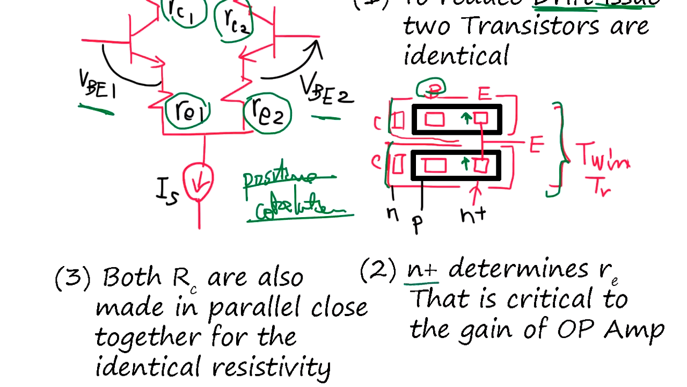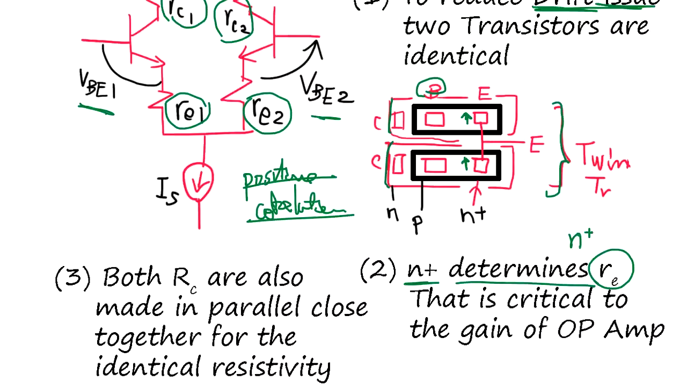Next one is N plus determined RE, and this is critical to the gain of the op-amp. So for analog circuit, the IC chip processing, we have to consider relatively high N plus doping for the emitter.